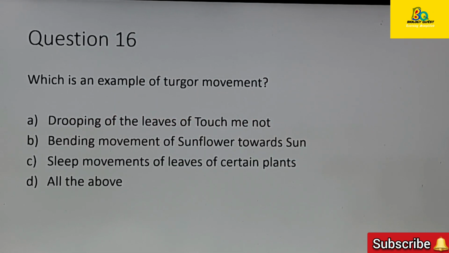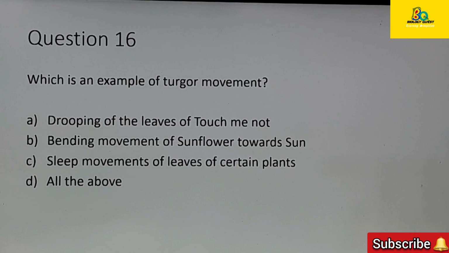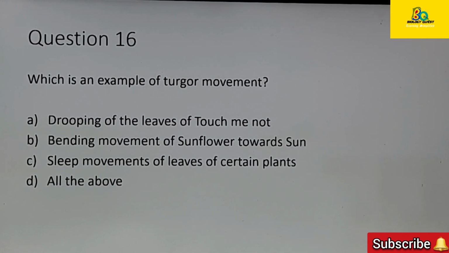First question, which is an example of Turgor movement? Options are drooping of the leaves of touch me not, bending movement of sunflower towards sun, sleep movements of leaves of certain plants, all the above. So which is an example of Turgor movement? What is meant by Turgor movement? Turgor movement is one of the uses of turgidity. Here you can see movement of plant parts as a result of changes in turgidity.